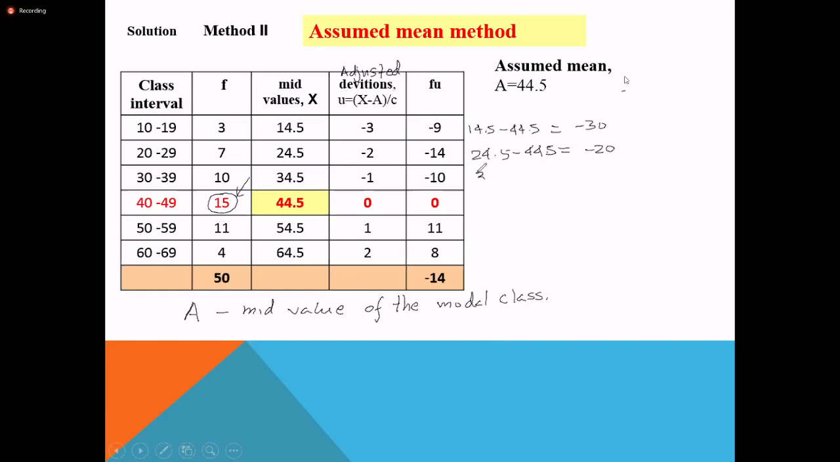Then for the third class, that is minus 10. Here the fourth class is the same class, so no difference, 0. That is 44.5. Same class interval, so the mid value and the assumed mean are the same.